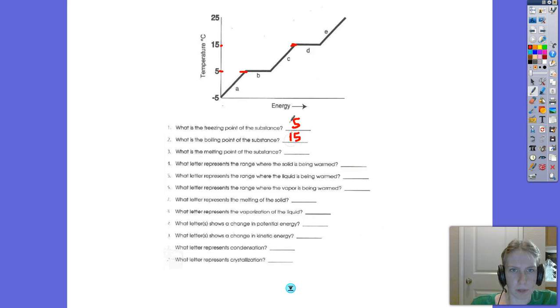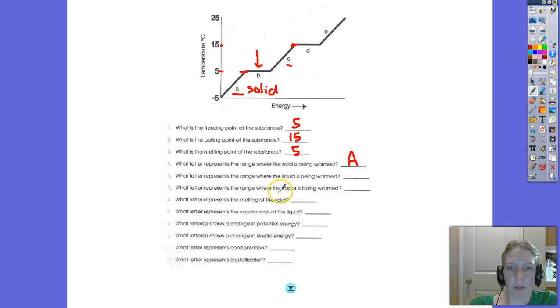Now, what is the melting point of the substance? So melting is when we're going from our solid state to our liquid state. So that's actually going to happen at the same temperature as our freezing point. Because remember, here we have both melting and freezing depending on the direction you're going. So let's see, what letter represents the range where a solid is being warmed? So we have A. Since this is a solid, and as we input energy, the temperature is going up. So we're going to say part A.